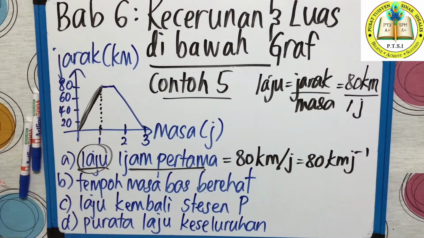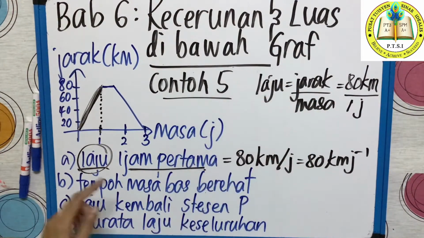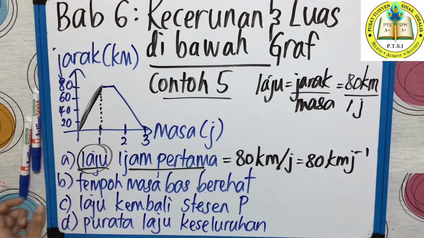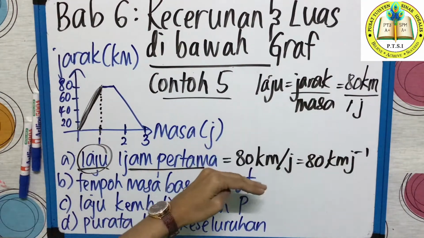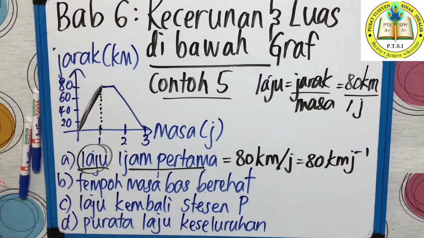Are you all clear? So when they say laju, speed. Distance over time. So the first 1 hour only, right? So the distance is 80. Masa is the time. Time is 1 hour, 1 jam. So then when you get the answer, up kilometer, down jam means kilometer stroke jam. Dua-dua pun betul. Now we go to the B question.